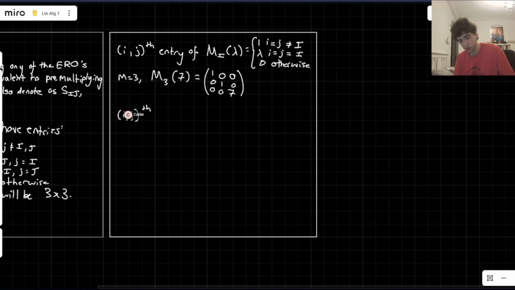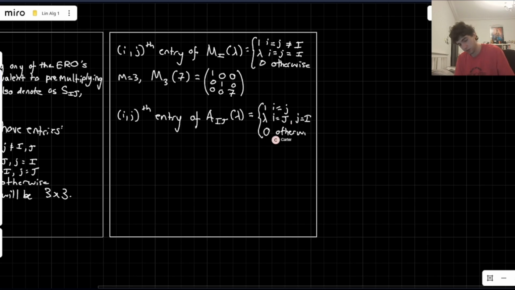Okay, so the ijth entry of the matrix that represents that row operation. So capital A, subscript capital I, capital J of lambda is effectively just going to be a matrix. In this case, it's going to have ones along the diagonal, no exceptions. But this time we'll have a lambda specifically in the position capital J, capital I, and zeros otherwise.